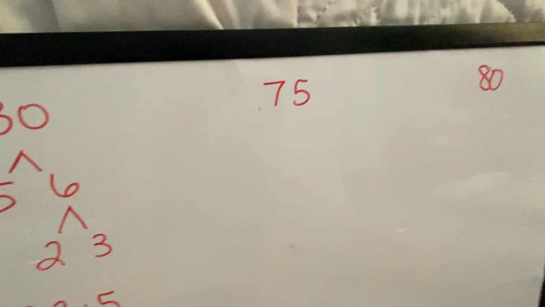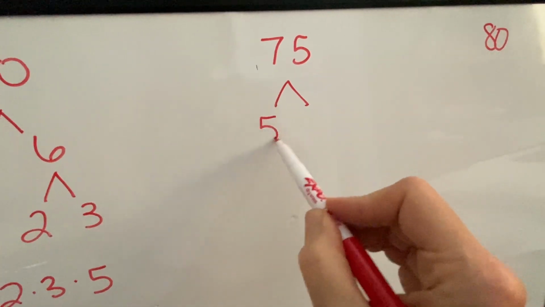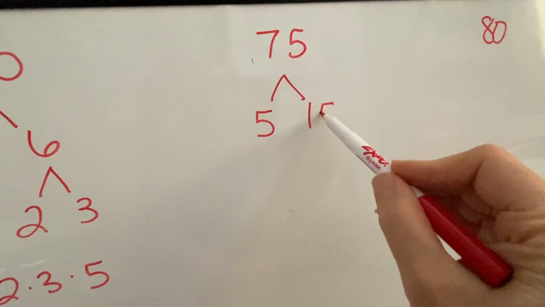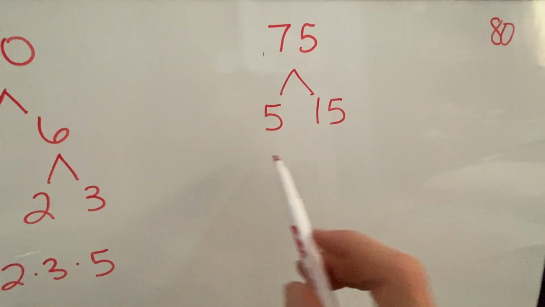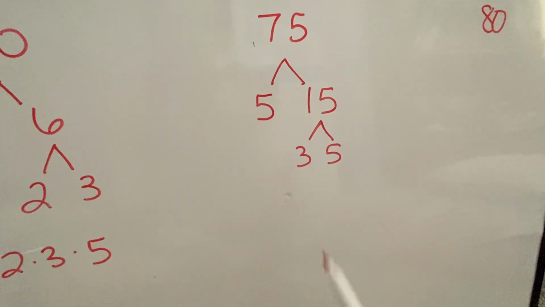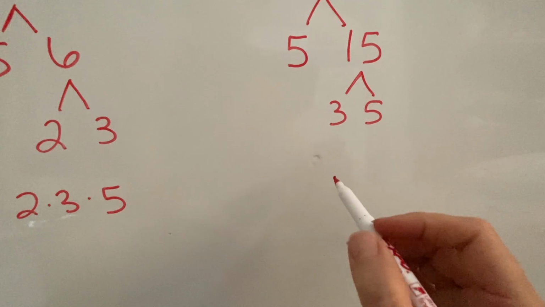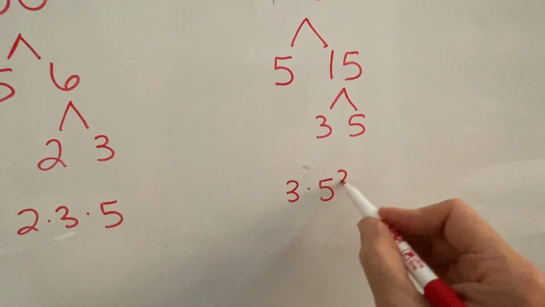All right, now we've got 75 over here. Let's do 5 and 15, I believe. The 5 is prime, but the 15 is not, so it breaks down into 3 and 5. So 5 times 3 times 5 is 75. So we're going to write down 3 times 5 squared.